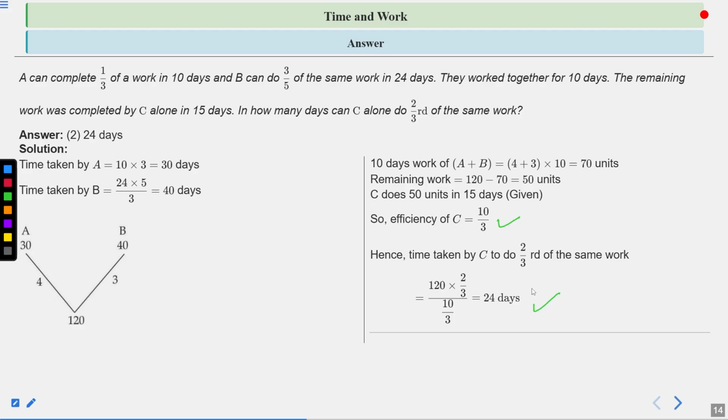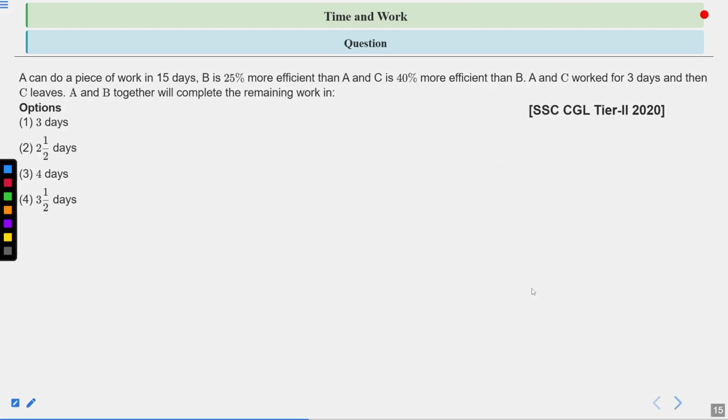Next one. A can do a piece of work in 15 days. B is 25% more efficient than A, and C is 40% more efficient than B. A and C worked for 3 days and then C leaves. A and B together will complete the remaining work in how many days?